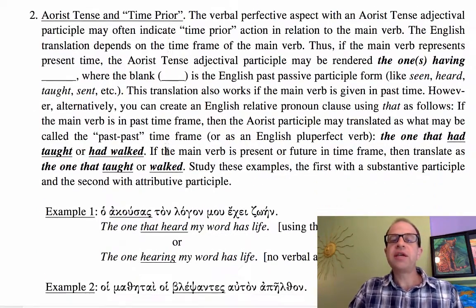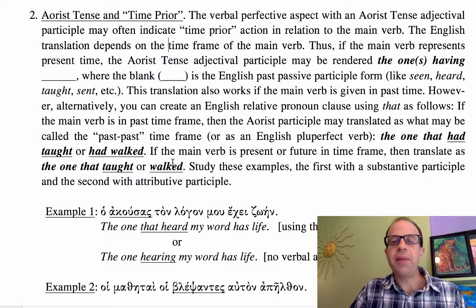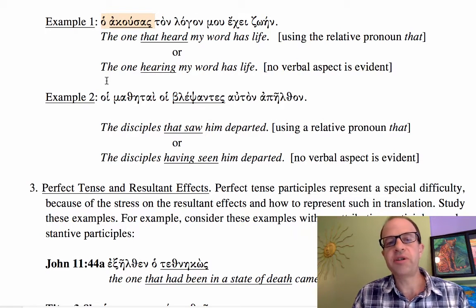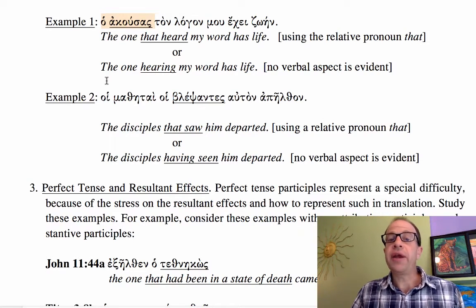Now the aorist tense tends to indicate time prior. And if the main verb is in the present tense, then we can use a simple past. But if the main verb is a past time, then we have to use a pluperfect past time. So let's look at some examples here. So here we have the one that heard, ho akousas ton logon mou echei zōēn. So here the main verb is present tense, but we're looking at an aorist substantive participle, the one hearing.